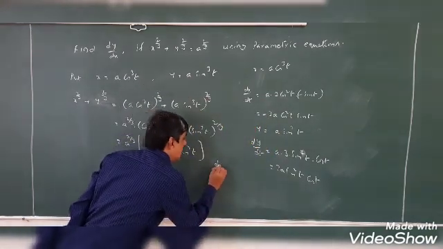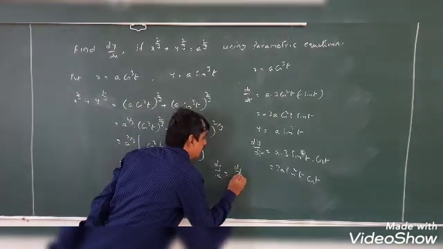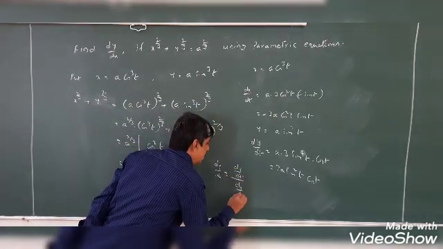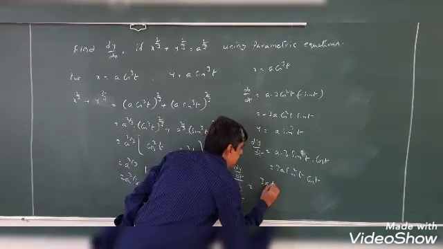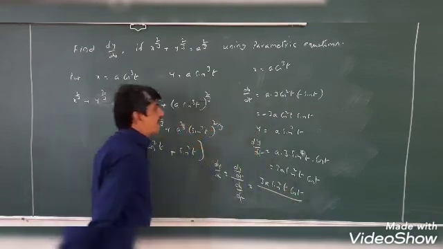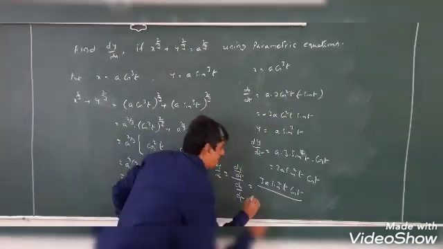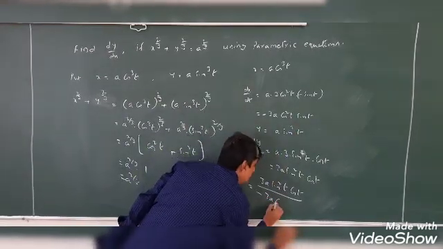Now we want to find dy by dx. So dy by dx we write as dy by dt divided by dx by dt. So dy by dt is 3a sin square t into cos t, but dx by dt is minus 3a cos square t into sin t.